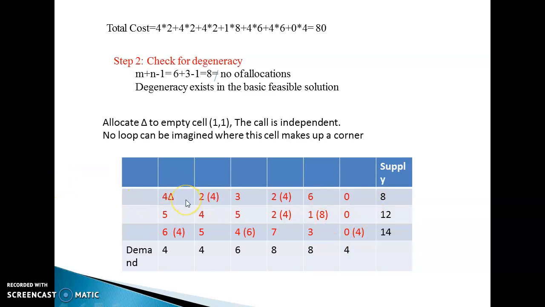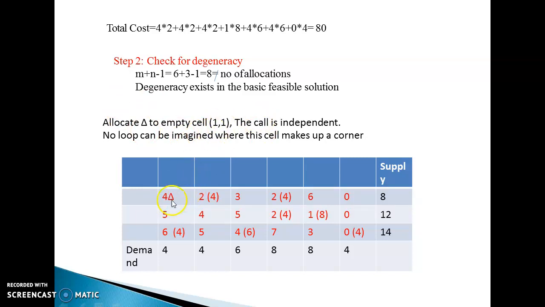So if I go for the next minimum, 4, if I see in any direction, it will not form a loop. That means all the corners should be allotted. Only one corner should not be allotted. So this will not form a loop. So that is why we allocate delta units to a cell which is independent.